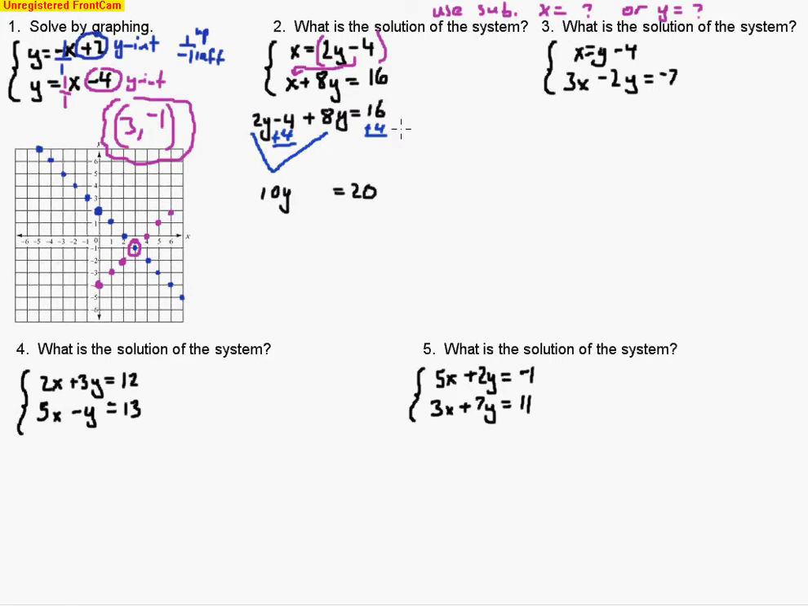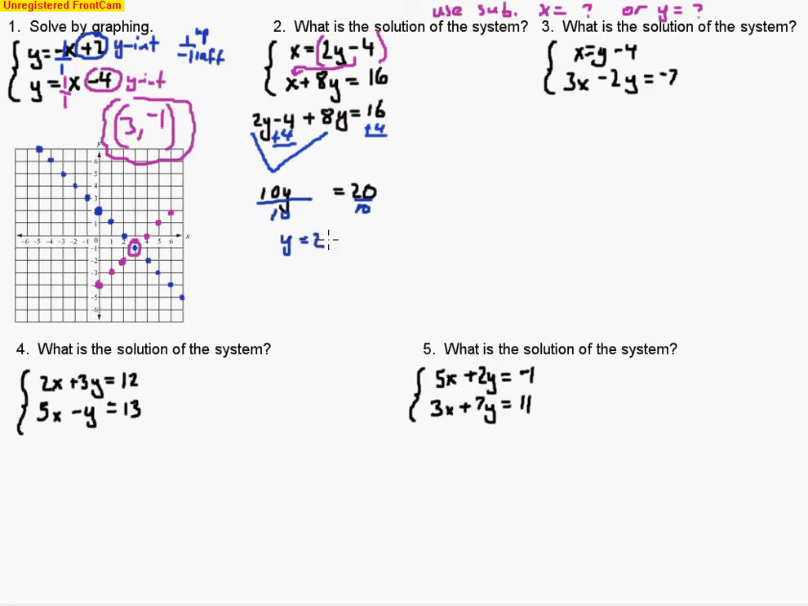A lot of people made a mistake on this problem earlier in the term where we either subtracted the terms or just didn't do the opposite operation right. So remember, opposite operations when you go from one side to the other. We'll divide by 10, and when I do that, I end up with y equals 2.